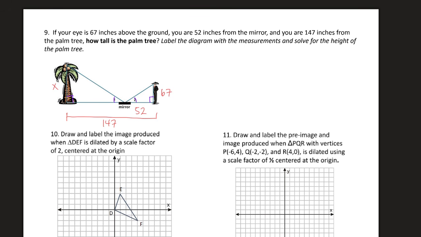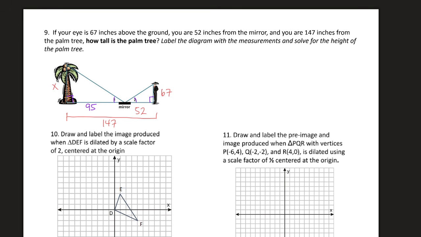We do need to be careful because the measurement that they give us, that 147, is not the distance from the mirror to the tree or the bottom of this triangle. So I have to subtract these two numbers. So 147 minus 52 is 95. And that's going to give me the length of the base of the triangle.